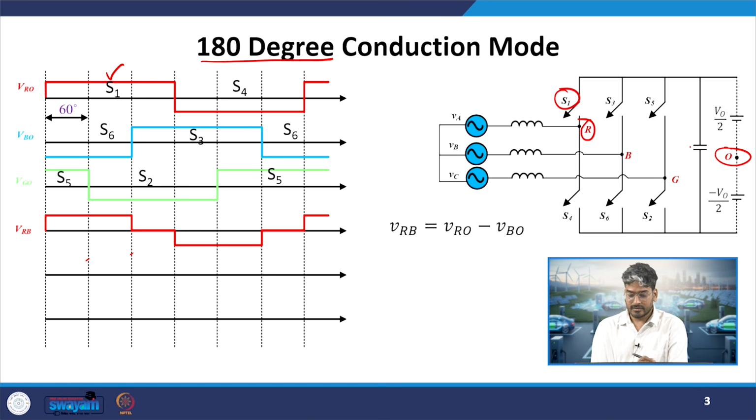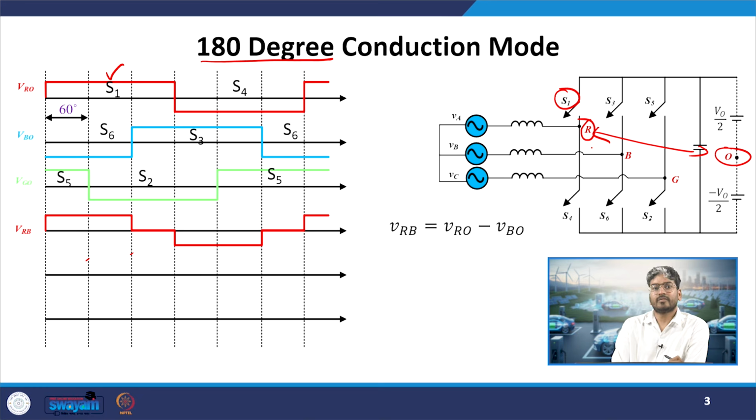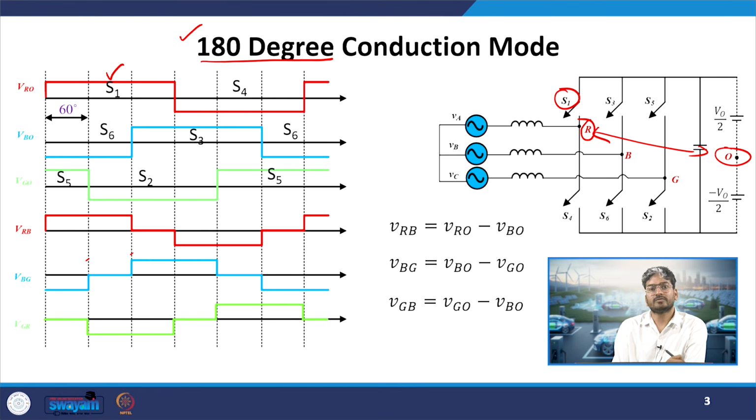When switch 1 is on and I apply KVL to find the voltage VRO, it will be equal to plus Vo by 2. In the vice versa condition, when S4 is on, I get minus Vo by 2. In this way we generate a square wave. So in 180 degree mode again we have square wave operation, but in a three-phase circuit. What is the limitation of this one? Again we have the limitation of a high amount of THD, with the harmonics at the lower end. This creates a huge issue with our load, so we will require an external filter if we go for this type of circuit.